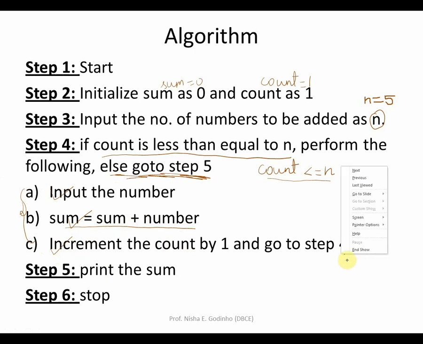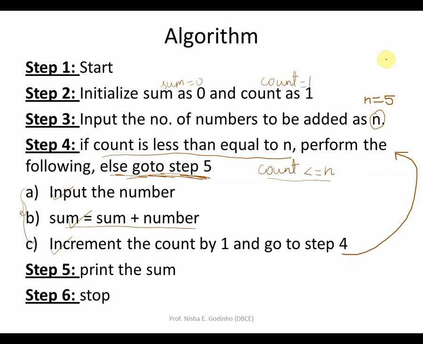What do you mean by go back to step 4? It means you go back to this step and perform all the things again. So let's see one example, and let's see how this exactly happens with respect to one example.